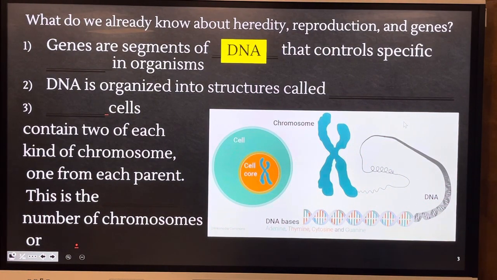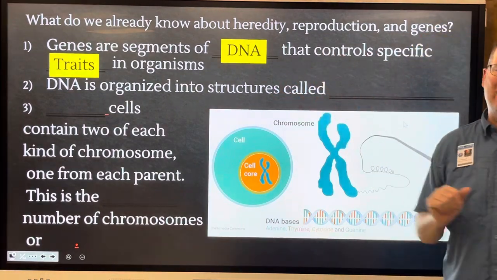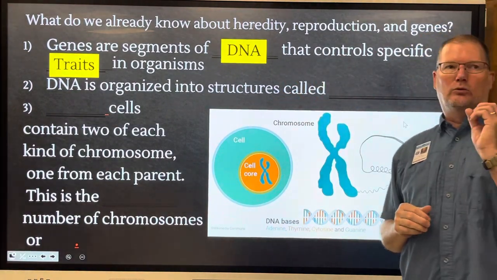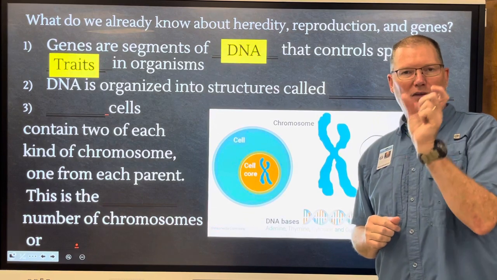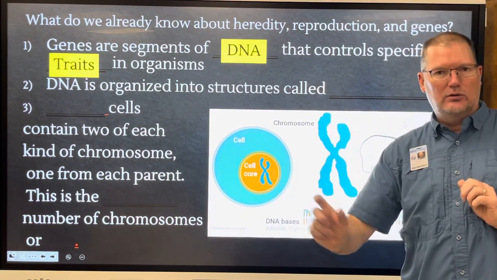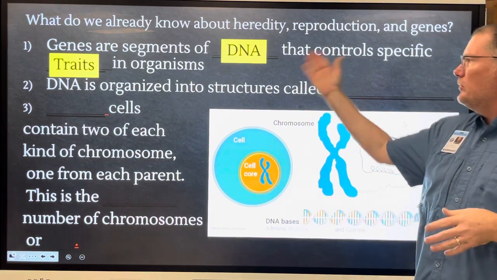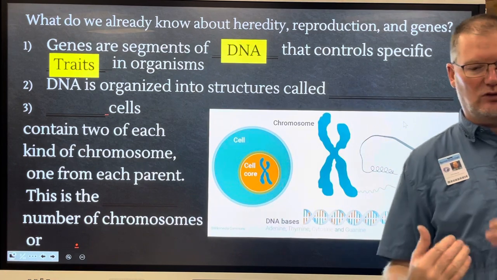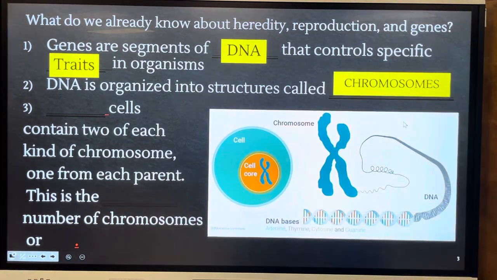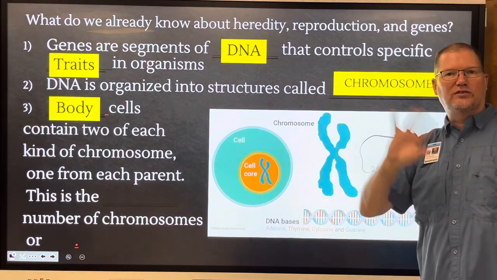Now, what are genes? Segments of DNA, we know that. And that controls specific traits in organisms. Based upon the order of those subunits that meet up together when you're making proteins, that's what determines the traits of the organism. It's organized in structures called chromosomes. So this is a review of stuff that we know already.